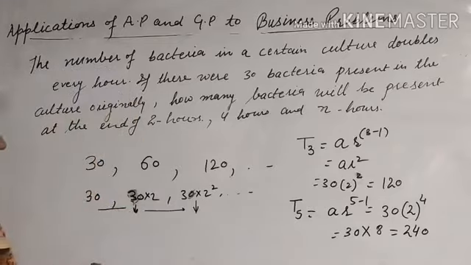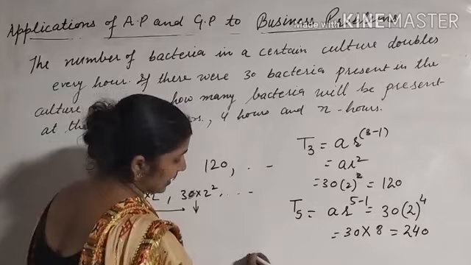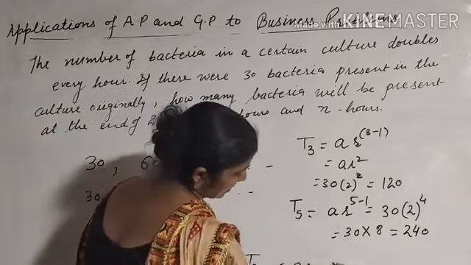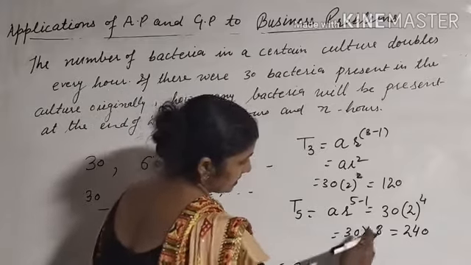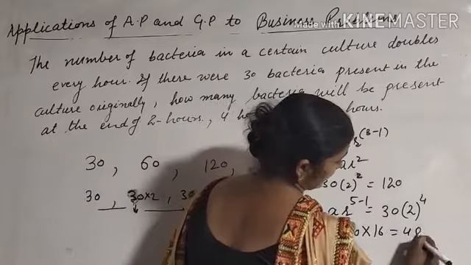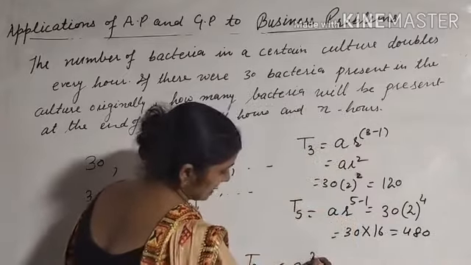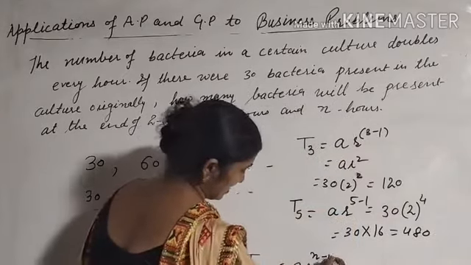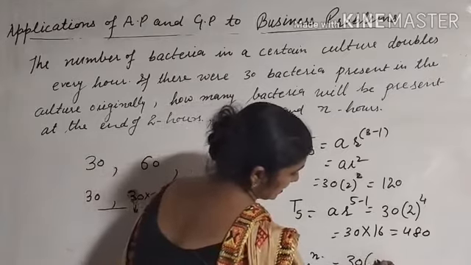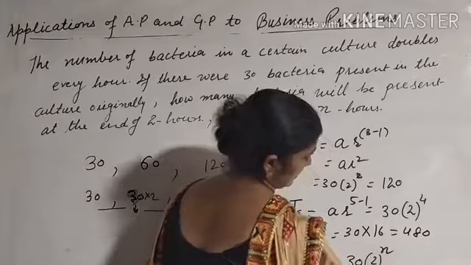Next, at the end of n hours, you have to find T n plus 1. It is A into R raised to the power n plus 1 minus 1, it is n. So it is 30 into 2 raised to the power n.